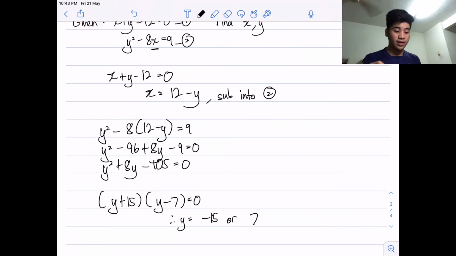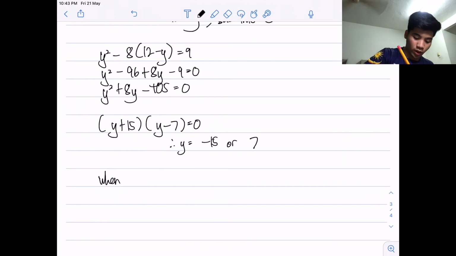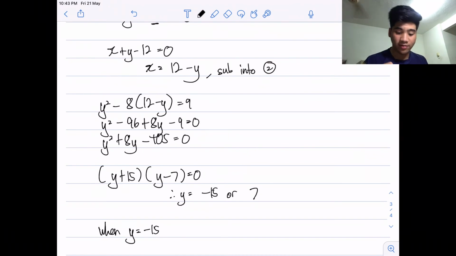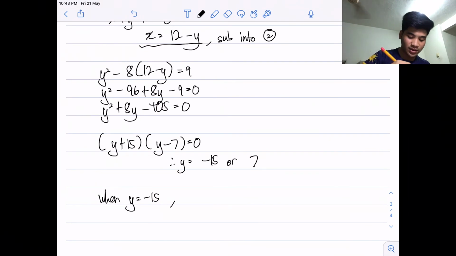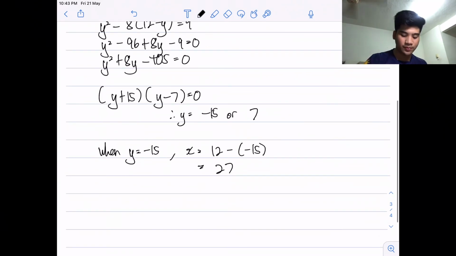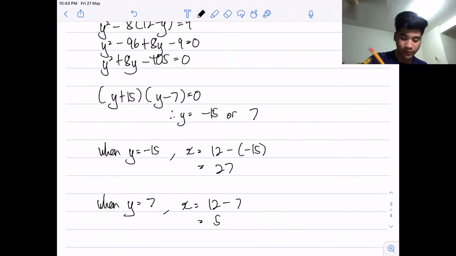Now then, that's not the end of it. Since we have 2 answers for y, there are going to be 2 answers for x. So let's say when y equals negative 15, now I'm going to sub the values I found into this equation since it's going to be easier. So when y equals negative 15, x equals 12 minus negative 15. So plus, x equals 27. And then when y equals 7, I'm going to do the same thing. x equals 12 minus 7. So I'm going to get x equals 5.